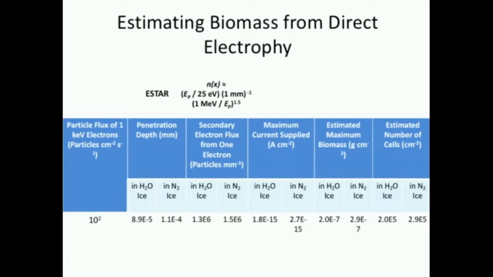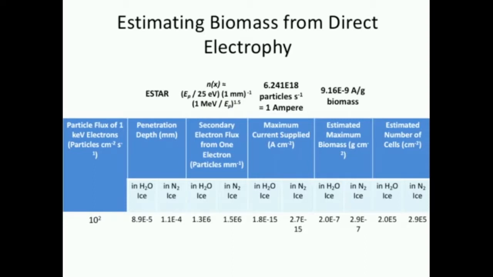And using this secondary electron flux and this penetration depth, we can come up with the number of electrons flowing through, and we can convert this to a current using the definition of what an ampere is. So it's 6.241 times 10 to the 18th charged particles moving per second. And then we had to come up with a conversion factor for converting the movement of electrons to grams of biomass. We did that by basically just looking at photosynthesis and treating it as a transfer of electrons. That's essentially what life is after all, just transfer of electrons.